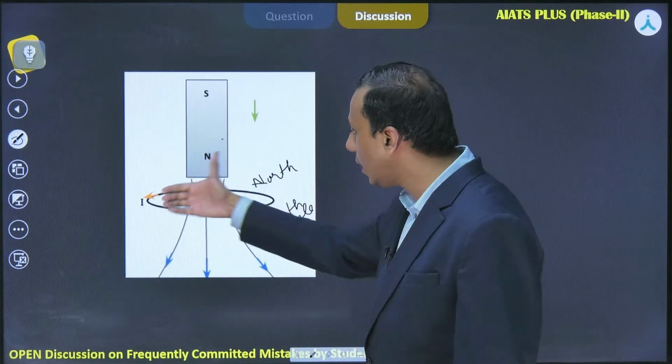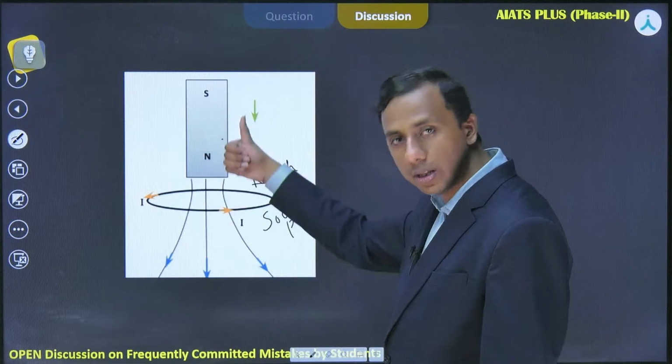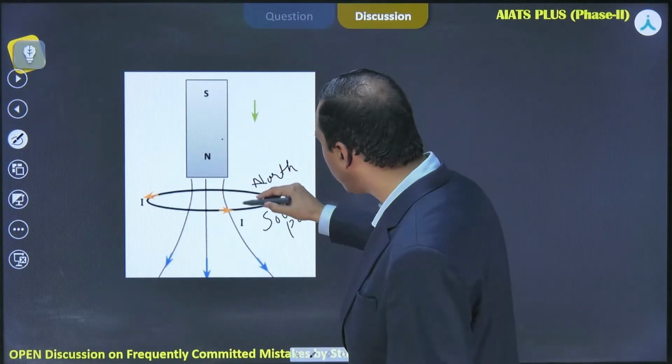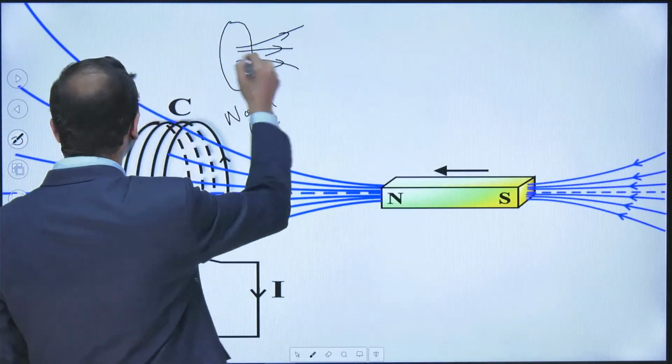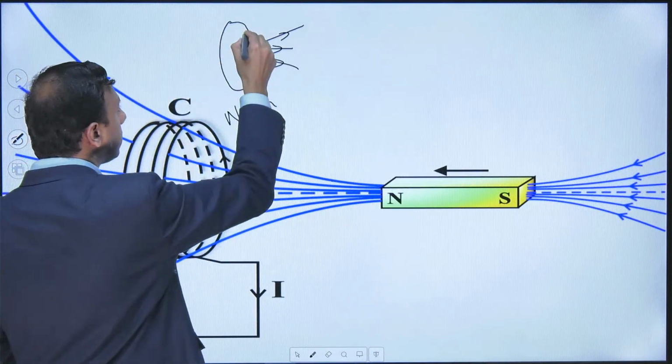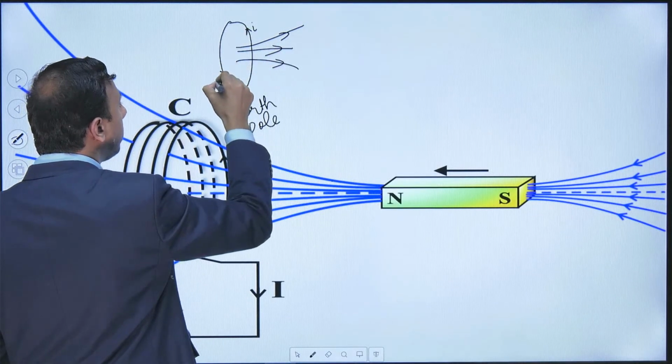So the current has to be like this, see? So that magnetic field lines go through the coil in this way, right? That is why, okay? So I hope you have understood. That's what I was talking about over there. So for this one, we can also draw the current as well, right? See, current, it will be like this.